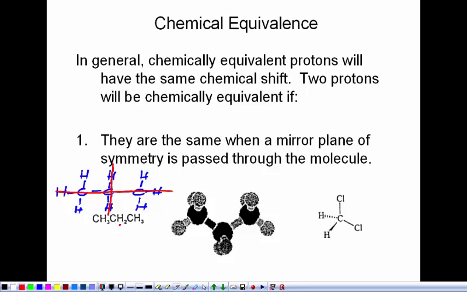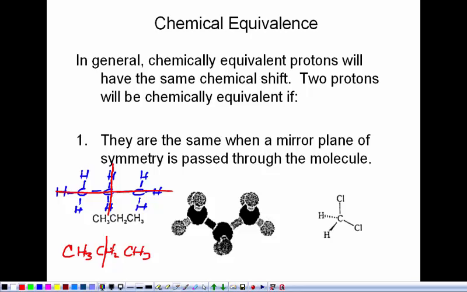If I pass the mirror plane through the molecule written down here in its condensed structure, and I'm just going to rewrite it down here to make it a little bit clearer, I'd say, okay, if I pass the mirror plane like that, this CH3 is equivalent to that CH3, but different than the CH2. So that's one way we can use mirror planes to try and figure out whether hydrogen groups are equivalent to each other. So the 2 CH3s are equivalent to each other, and the CH2 is different.